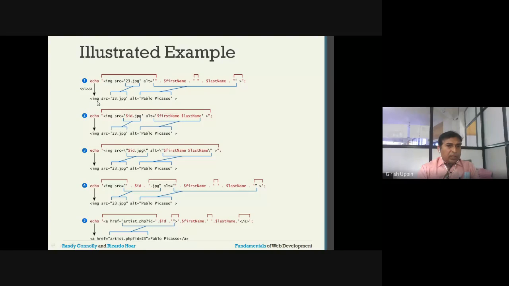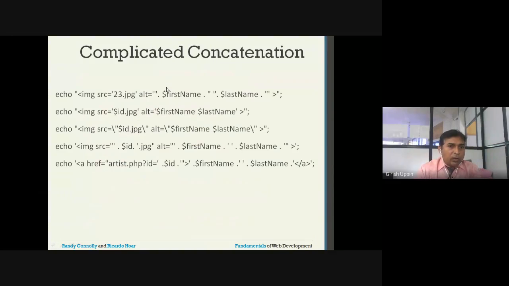So whatever was illustrated, that is the example here. You can see echo. So this particular statement, that is the first one. So you can take a look at the first one only. See here we have double quotes. This is the starting of the double quote. This is the ending of the double quote.